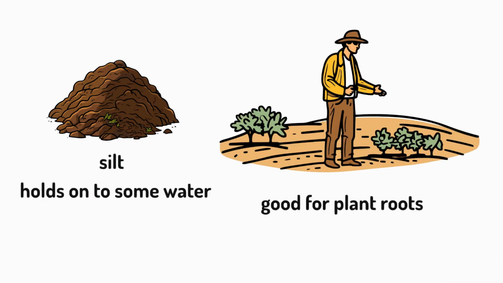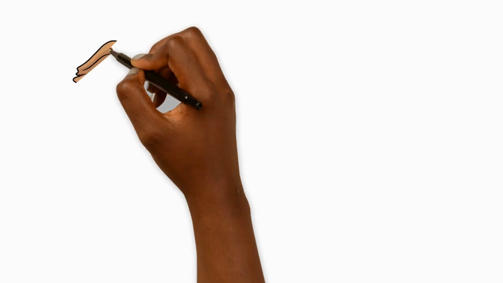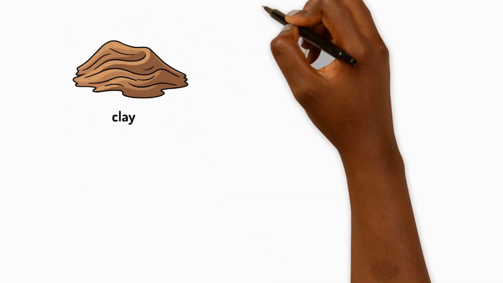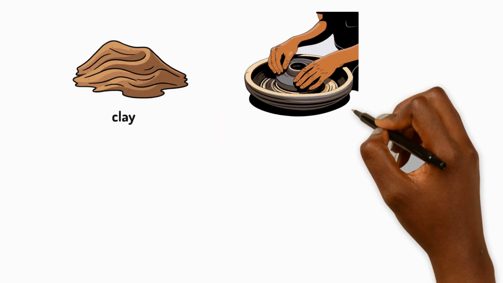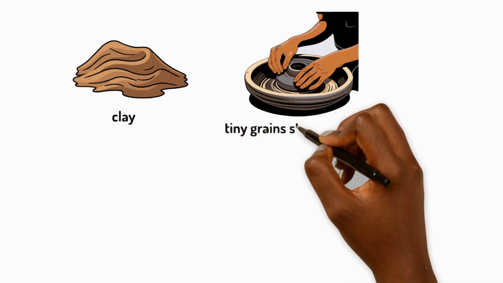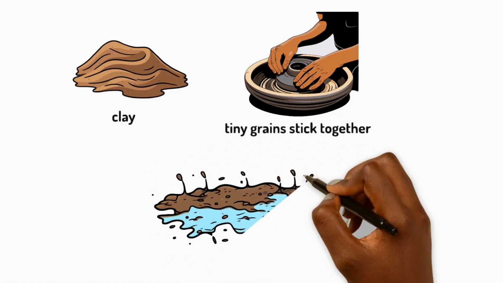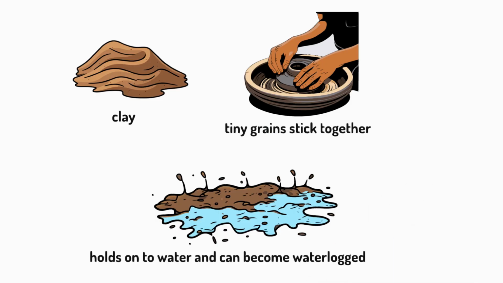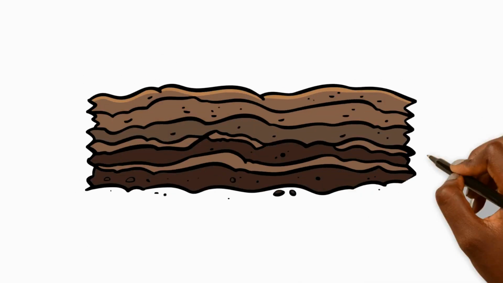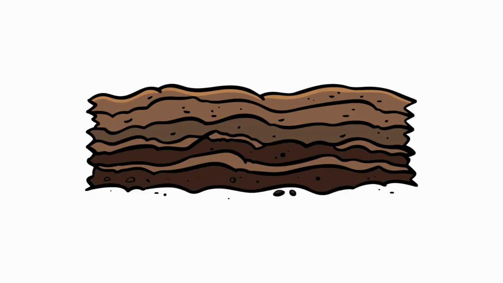Lastly, there's clay. Have you ever felt pottery or wet ceramics? That sticky feeling is because clay has tiny grains. Clay loves to hold on to lots of water, but be careful. Too much water and it can get all waterlogged. Mix them in different amounts and you get various types of soil, but all have some features in common.